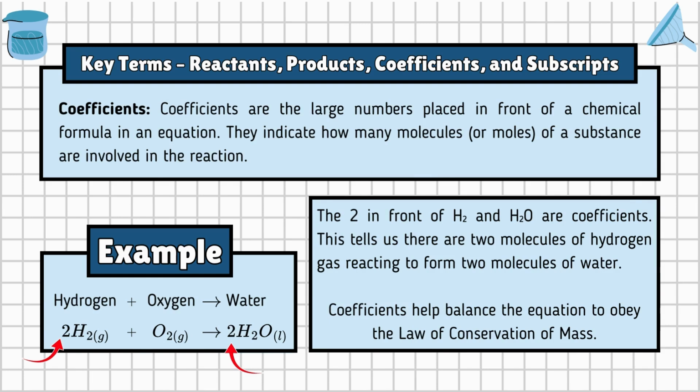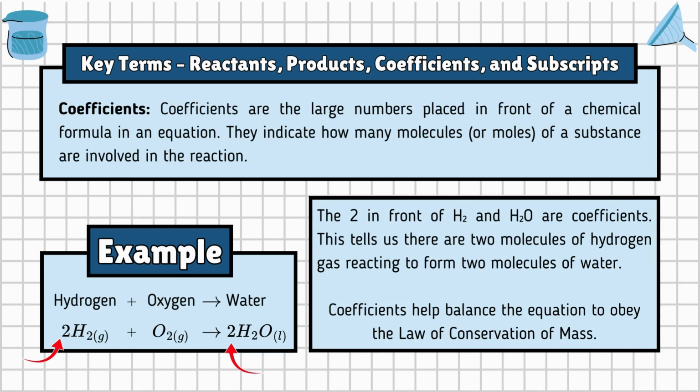What does this mean now? The big number 2 in front of H2 and H2O are called coefficients. You can see my red arrows pointing at the coefficients. What are they and what do they do? They tell us that there are 2 molecules of hydrogen gas reacting to form 2 molecules of water.